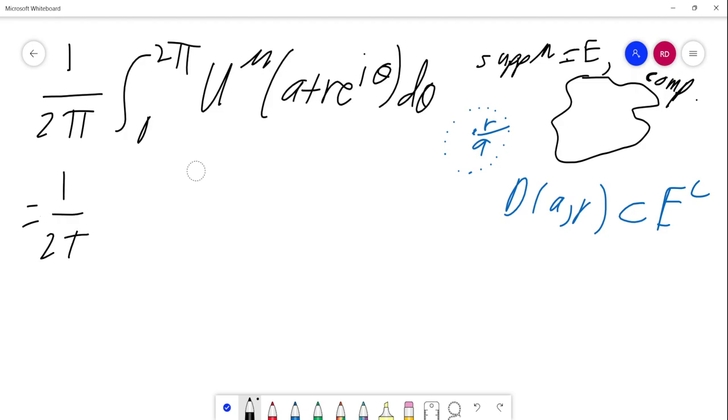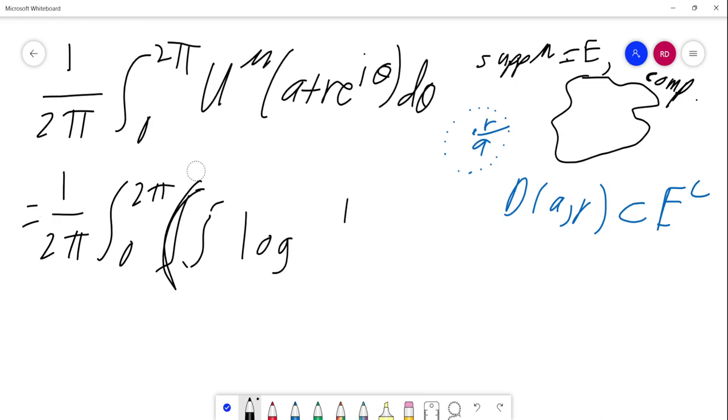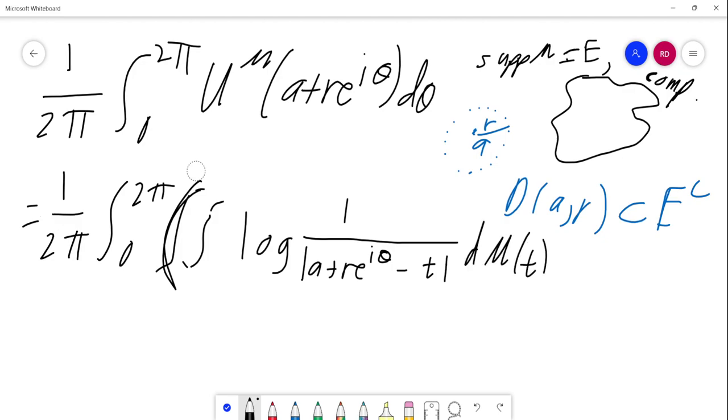Well, we'll just substitute in. That's the same as 1 over 2 pi, the integral from 0 to 2 pi of, in parentheses, the integral of log of 1 over a plus r e to the i theta minus t, d mu t, close parentheses, d theta. Now, we've got a double integral here, a double integral of this log function. Can we exchange it?